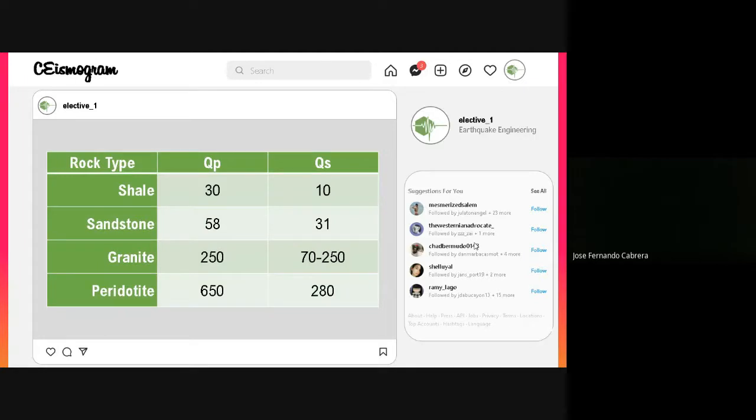Next po ay makikita natin yung typical Q value sa Earth. Kung ma-observe po natin, QP is larger than QS. This is due to the fact that the intrinsic attenuation is predominantly caused by shear motion involved between particle and grain boundary that cause the frictional heating. Next po.